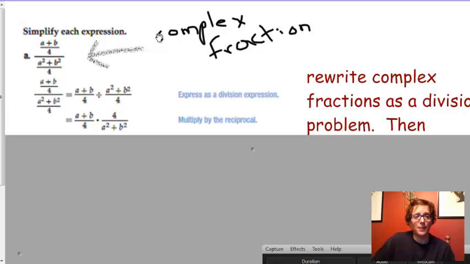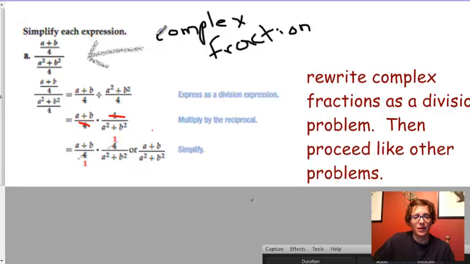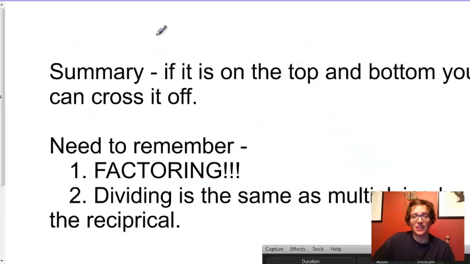Now what do you see on the top and the bottom? You see a 4 and a 4. Those cross out. Your final answer is a plus b over a squared plus b squared. That's it. That's how to multiply and divide rational expressions. If it's on the top and the bottom, you can cross it off.